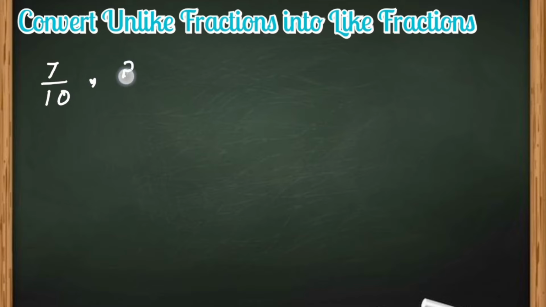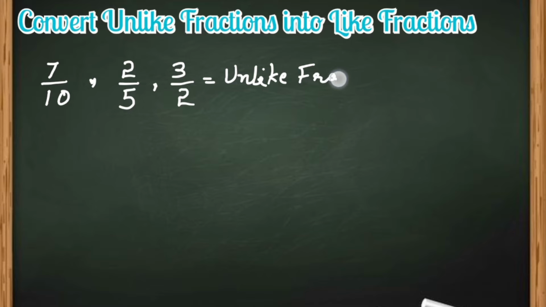Now first fraction I have written here is 7 by 10, then 2 by 5, then 3 by 2. Now here in this group of fraction, you can see the denominators are different. So these fractions are unlike fractions. Now to convert these unlike fractions into like fractions, the first step is to take the LCM of the denominators. Now we have to take the LCM of all the denominators.